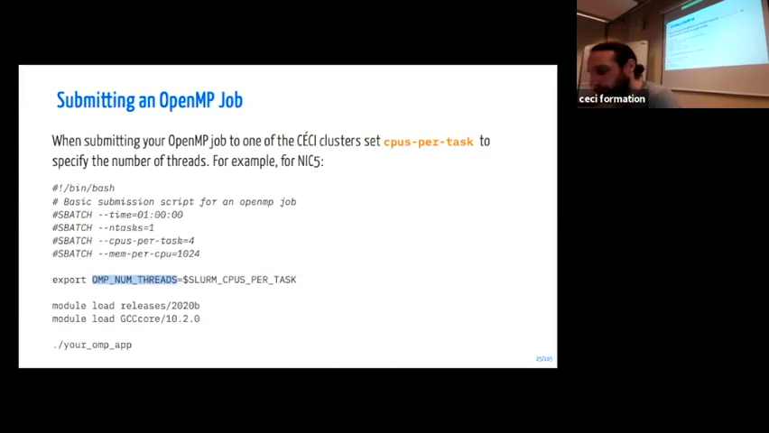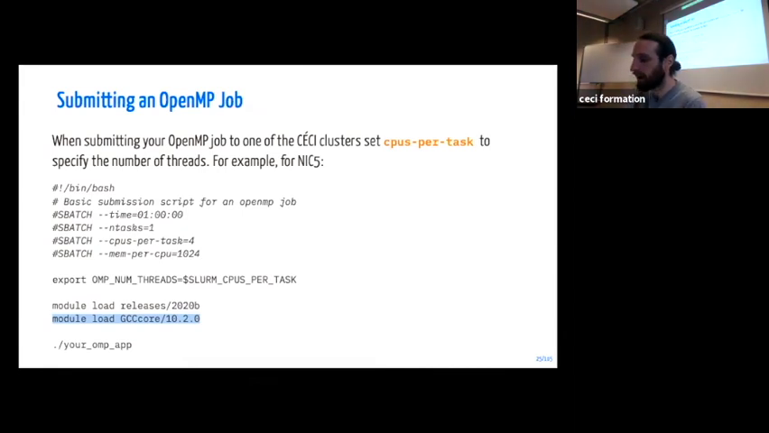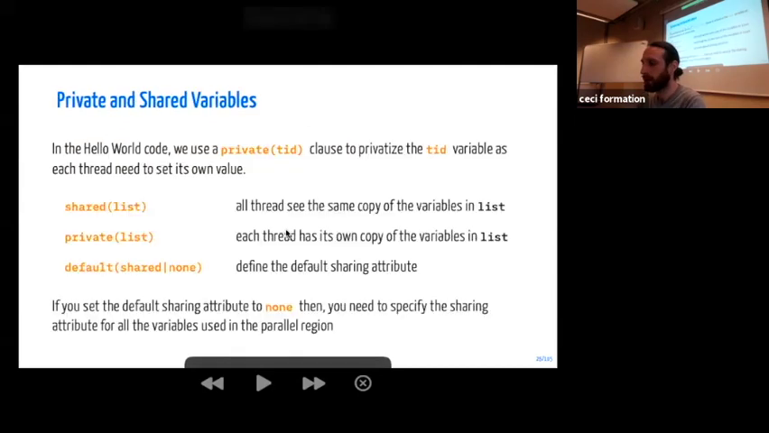Then it means that we will use the value that we set for CPUs per task to run your application that is launched here. And as you can see, I also loaded the GCC core module for running the application, to make sure that I am indeed using the OpenMP runtime that my application was linked with when I compiled it with the module GCC 10.2.